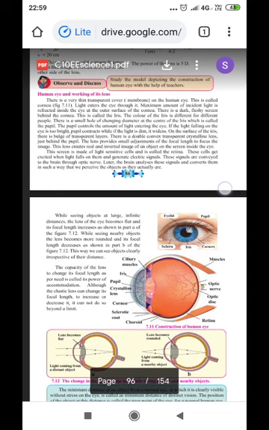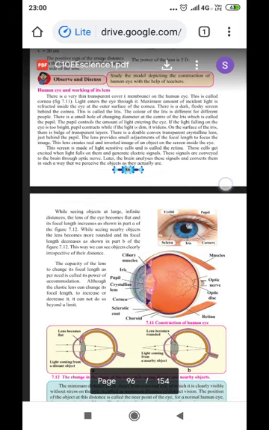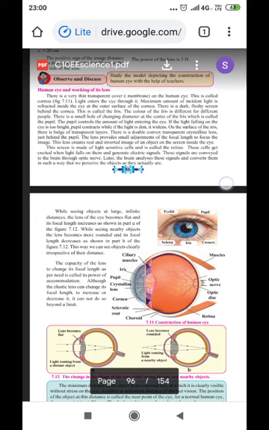There is a small hole of changing diameter at the center of the iris, which is called the pupil. The pupil controls the amount of light entering the eye. If the light falling on the eye is too bright, then the pupil contracts. Whereas in case the light is dim, the pupil expands, or you can say it relaxes, so that the maximum amount of light can pass through it and we can perceive the images very clearly.